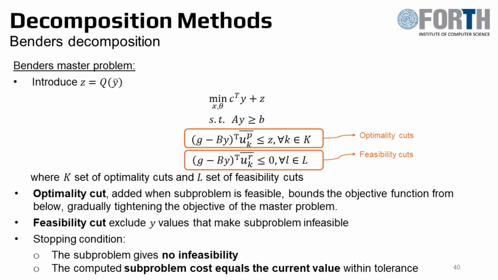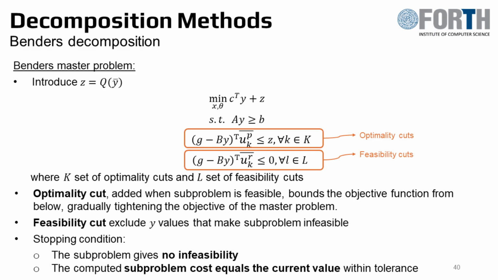We now construct the Benders master problem. We introduce a new variable z in the master problem, which represents the value q of y bar. So the master problem becomes minimize c transpose y plus z subject to Ay greater than or equal to b and y satisfying its integrality constraints. However, we must ensure that z correctly represents the subproblem value. This is done by adding Benders cuts derived from the dual of the subproblem.